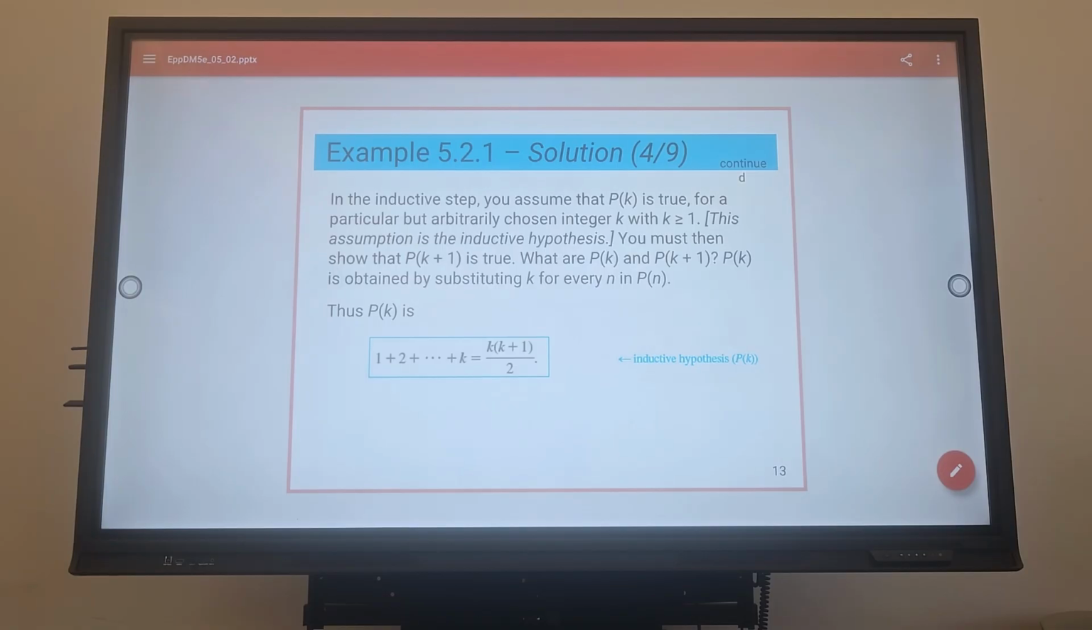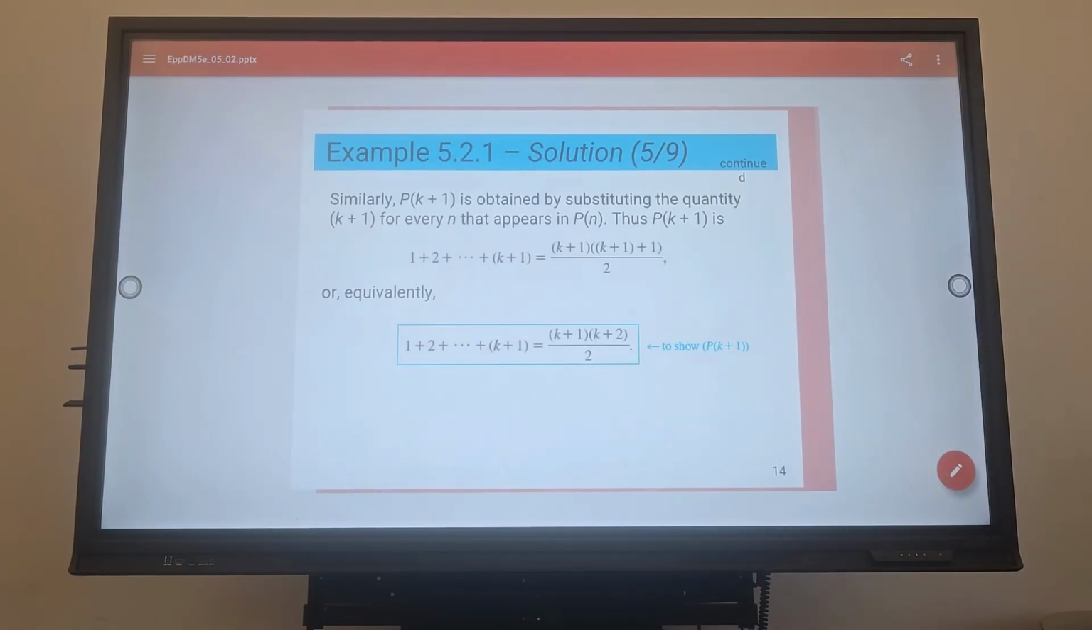Now, P of k is obtained by substituting k for every n in P of n. And P of k plus 1 is substituting the quantity k plus 1 for every n that appears in P of n. Thus, P of k plus 1 is (k plus 1) times the quantity (k plus 1 plus 1) all over 2. Or equivalently, (k plus 1) times (k plus 2) all over 2.